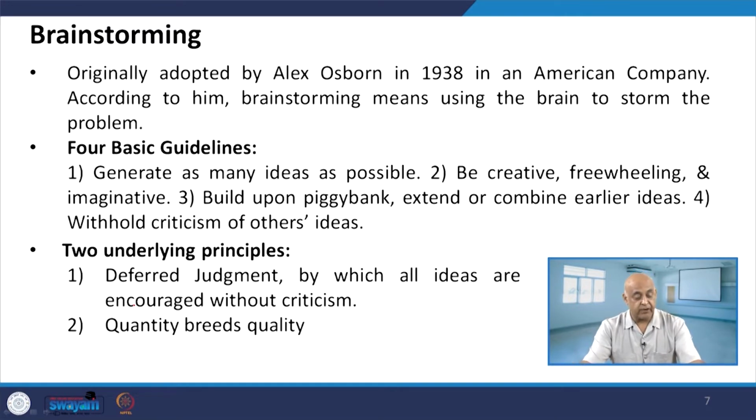Two underlying principles for this brainstorming are deferred judgment, by which all ideas are encouraged without criticism, and quantity breeds quality. So in that case this is important. Ultimately, what is important is that you should be able to give the result. The result is important, and quantity breeds quality means unless you take the decisions, how will you decide the quality of decisions? So decisions are to be taken as soon as you get the opportunity to identify the problem and provide the solutions. In brainstorming sessions, normally those who are experienced give the right solutions, and we can take them into consideration.